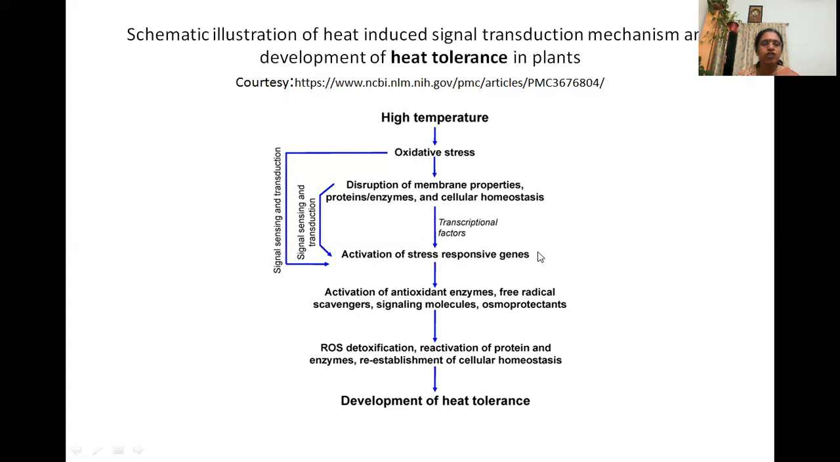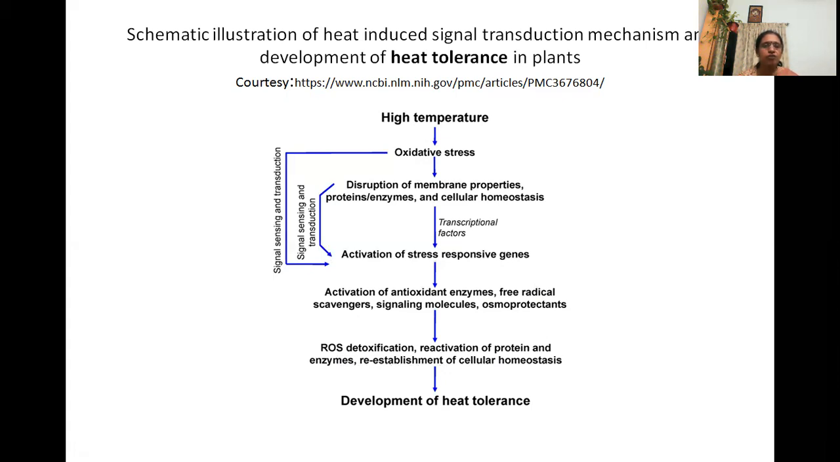That is, stress responsive genes are activated now, and the result of this is activation of antioxidant enzymes, free radical scavengers, signaling molecules, and osmoprotectants. And this actually leads to detoxification of ROS, which are already formed, reactivation of protein and enzymes, and re-establishment of cellular homeostasis. Once the homeostasis is established, then plants will not have any problem further, and this leads to heat resistance.